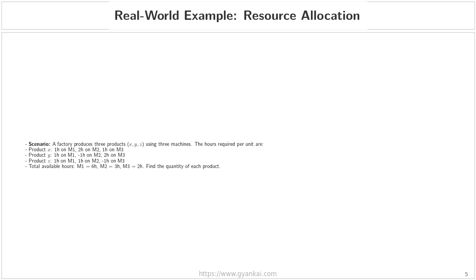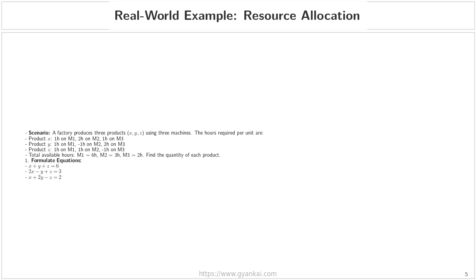Real-world example, resource allocation. Now, let's apply the rigorous process we just discussed in the previous slide to a real-world scenario. Imagine a factory that produces 3 different products, which we will call X, Y, and Z, using 3 different machines. We are given the specific number of hours required for each product on each machine, as well as the total available hours for each machine. Our objective is to determine the exact quantity of each product.